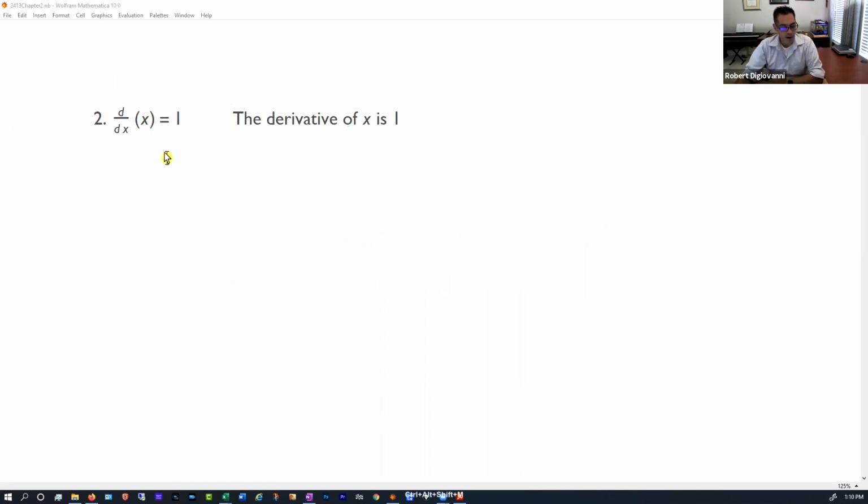All right, the derivative of x is 1. So that means if we have the function f of x equals x and we want the derivative, the answer will always be 1. Now let's see if we can justify this with a picture.